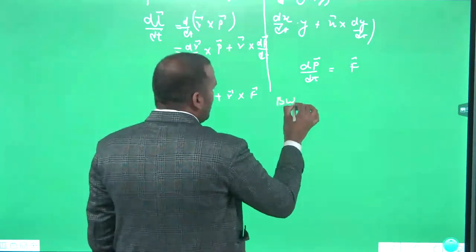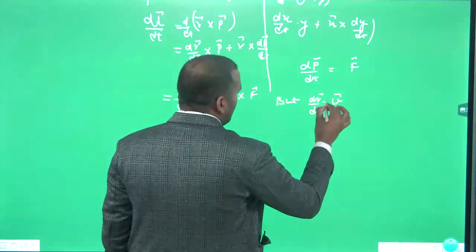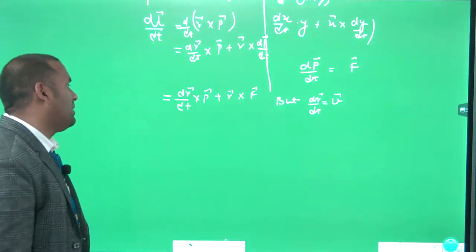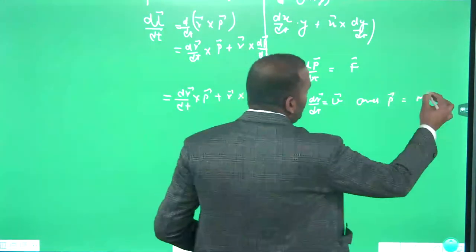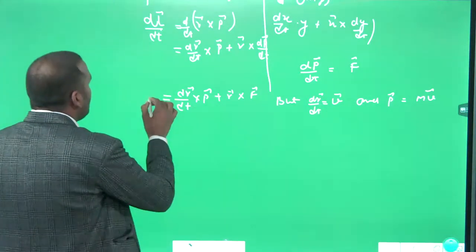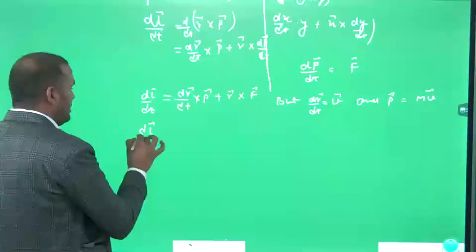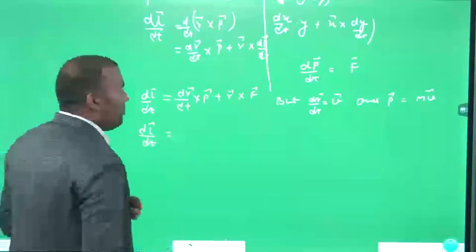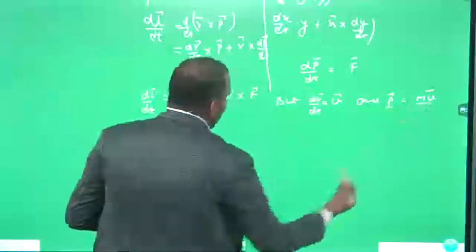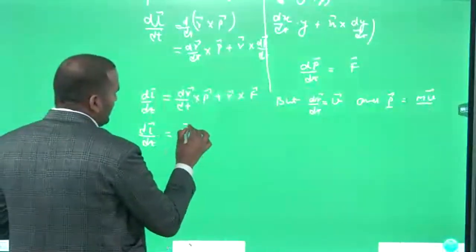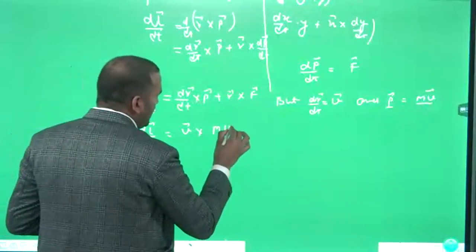But dr upon dt is known as velocity. Now putting this value in this equation, we get dL upon dt is equal to v cross p, and p is equal to mv. So v vector cross p means v cross mv vector.